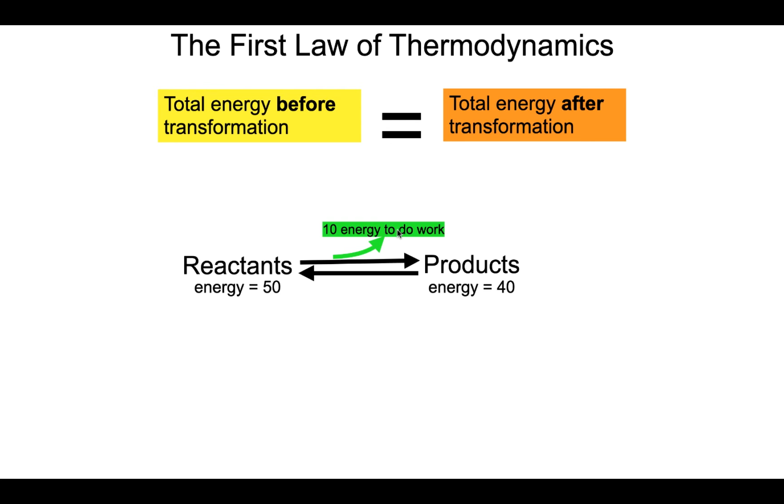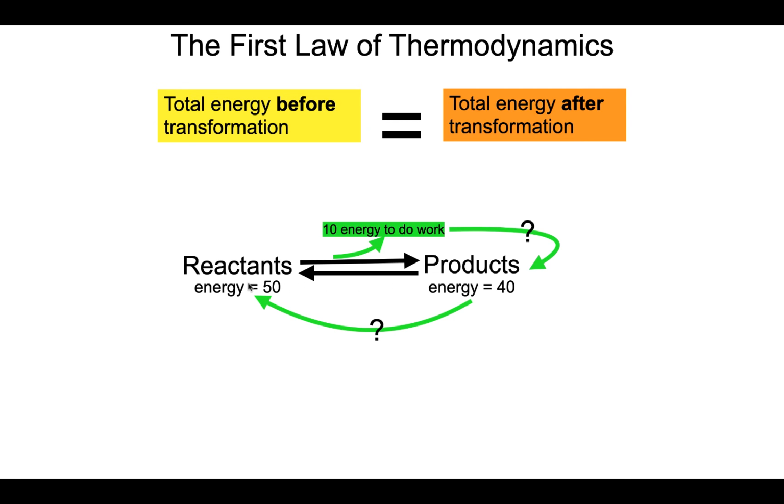You can't lose energy. You can't just disappear into nowhere. You have to be able to account for it. So if our products are lower energy than our reactants, that difference has to be accounted for by energy that's been released to use to do work. Now, here's a question. Can this 10 units of energy be used to convert those products back into those reactants?